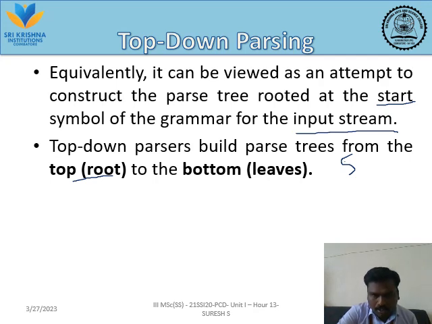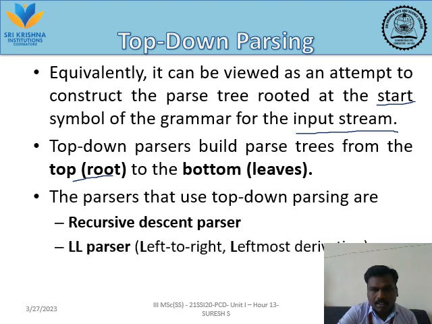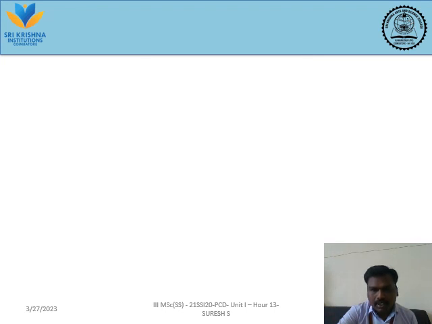Okay, so let me erase this. The next point is the parsers that use top-down parsing are the recursive descent parser and the LL parser. LL means left to right, leftmost derivation. That's what we're going to see today. We will see at least one of the parsers now.